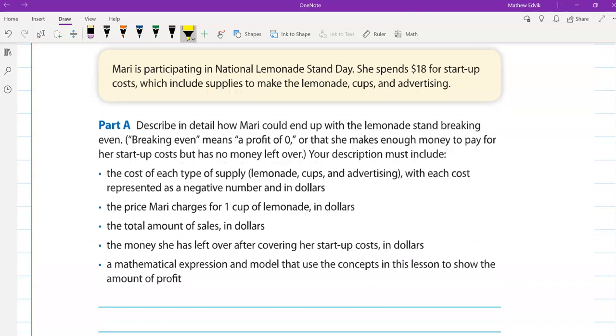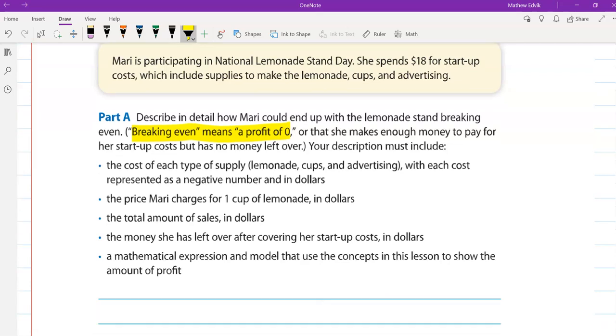Breaking even means a profit of 0, so that she wouldn't lose the money that she spent, but she also wouldn't make any money. So how could Mari end up with the lemonade stand breaking even, or that she makes enough money to pay for her startup costs but has no money left over? So that's what breaking even means.